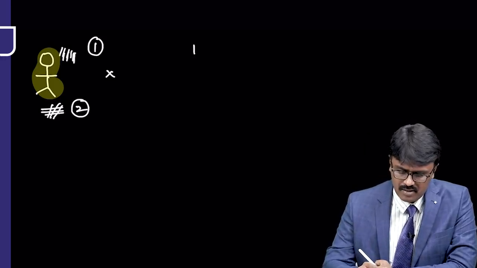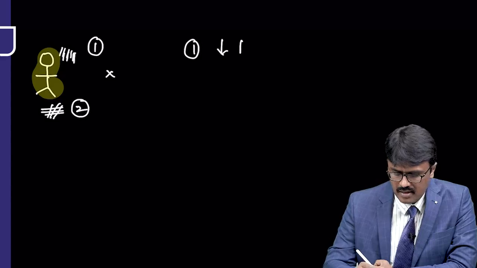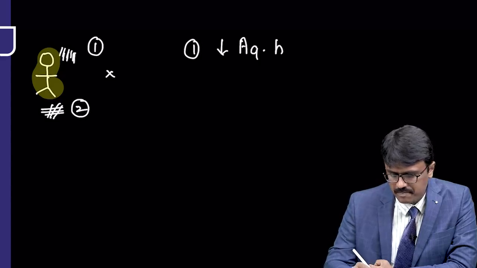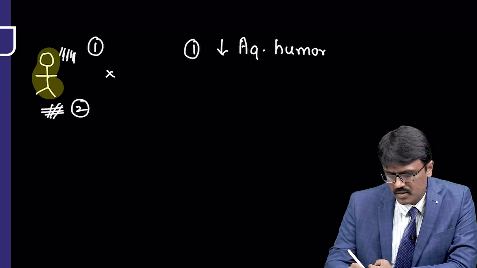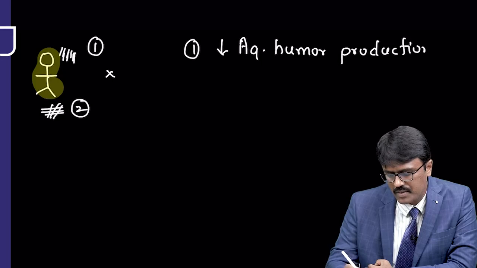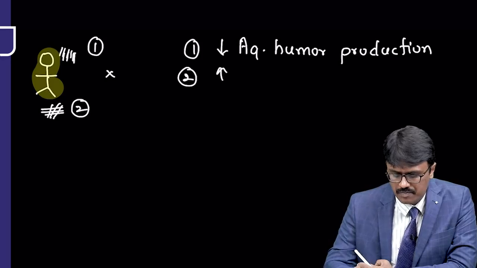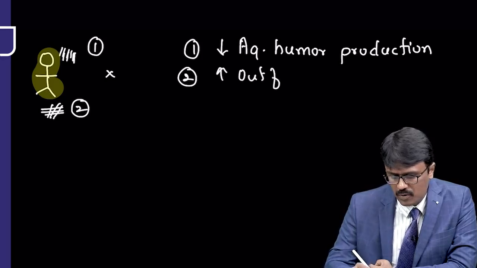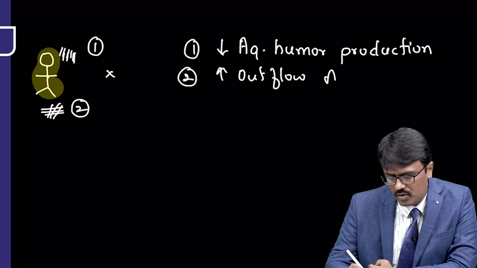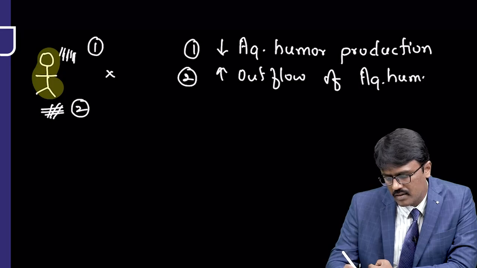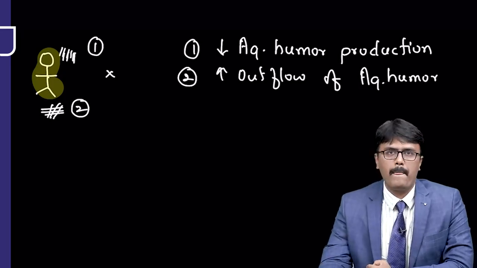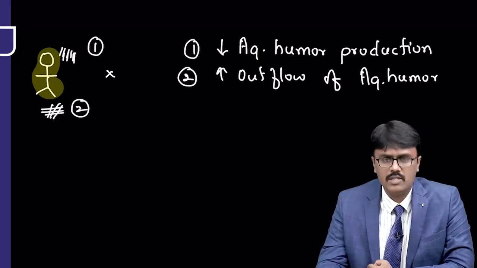The same thing is what we can do in glaucoma. Number one, decrease the aqueous humor production. That is one thing we can do. The second important thing is, you can increase the outflow of aqueous humor. So this is what we can do in managing glaucoma. We'll discuss one by one.